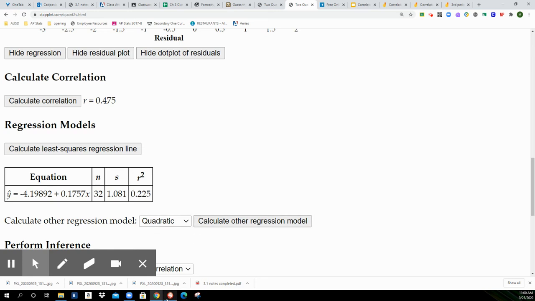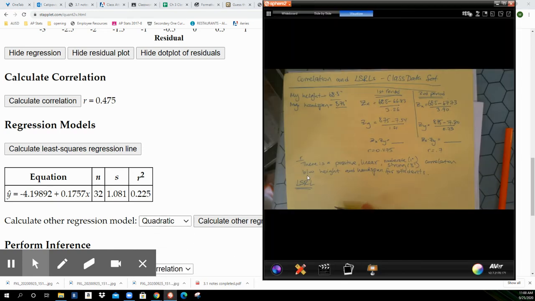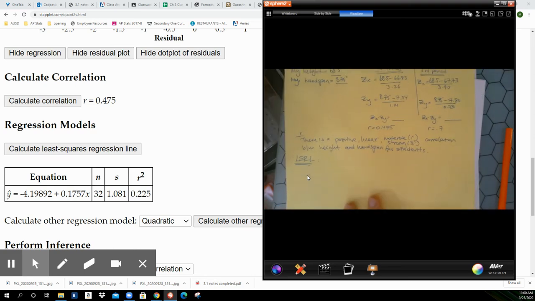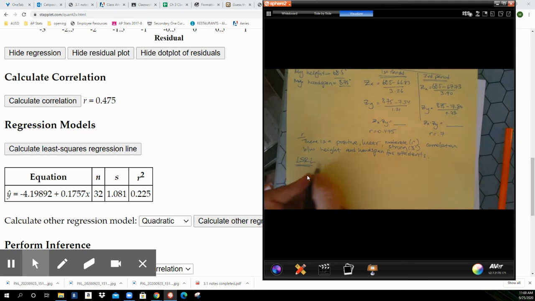So then what I want to do is grab this equation, describe it, and make sure it's in context. So I'm going to be writing two options. You can write predicted y is negative 4.20 plus 0.176x. You have to define the variables. So right now, before you do anything else, you're going to say, hey, by the way, y hat is predicted handspan, and x is actual height, so they're not the same. So you can do that.